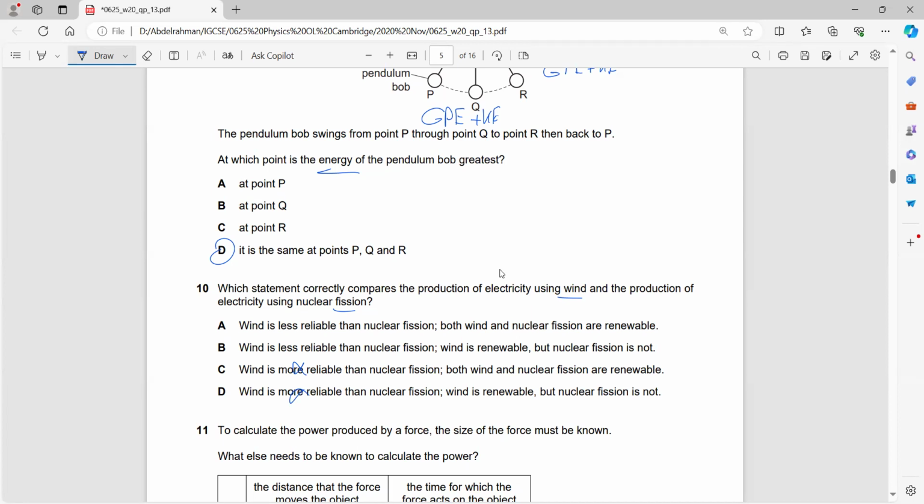They are both renewable. Is wind renewable? Yes. Is nuclear fission renewable? Nope. Wind is renewable, but nuclear fission is not. I'm sorry, it is not. So it is B.